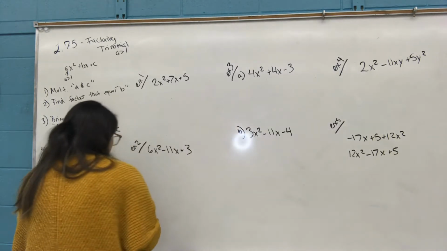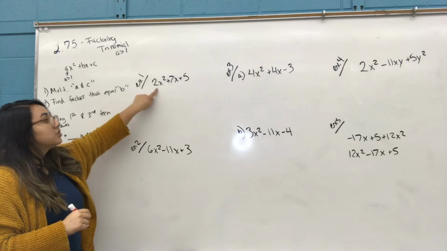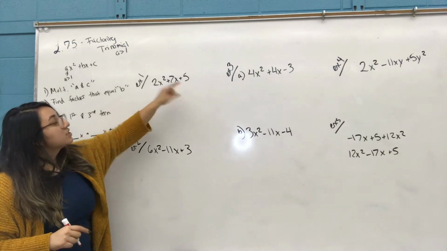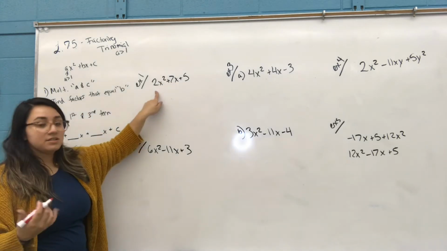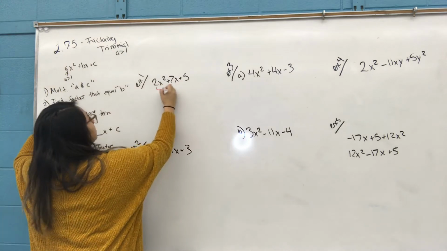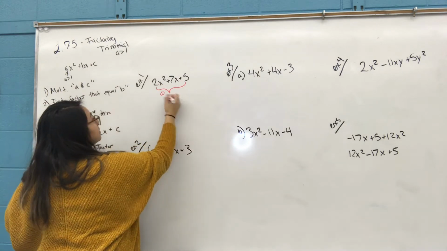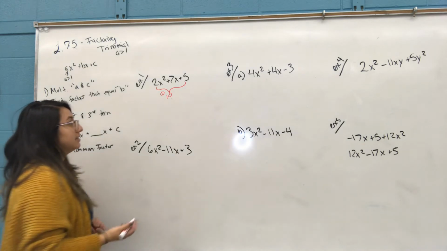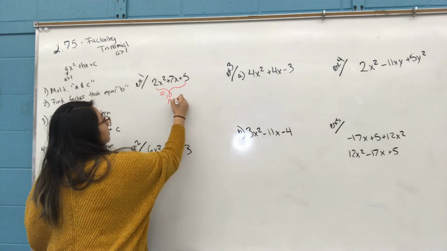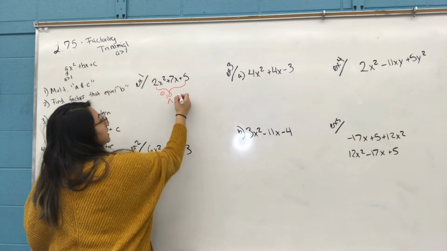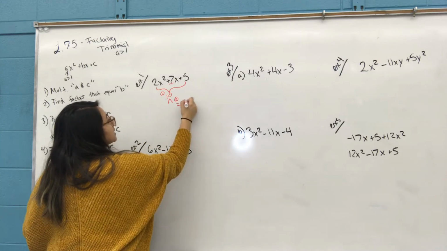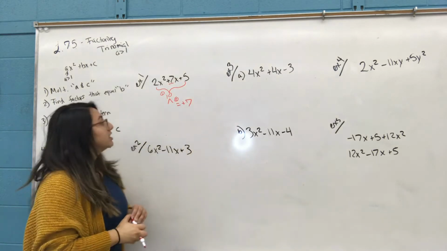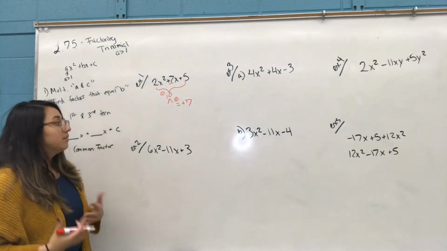Now let's go ahead and start on this. Example 1, we have 2x squared plus 7x plus 5. 2 is greater than 1. Step 1, you multiply your a and c terms together. When you multiply 2 times positive 5, you get 10. Second step, you find factors of 10 that equal your b. Your b in this case is positive 7. Keep in mind, put the sign in front so you know what you're looking for.